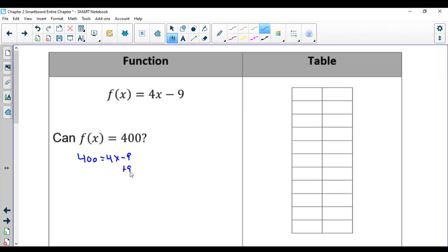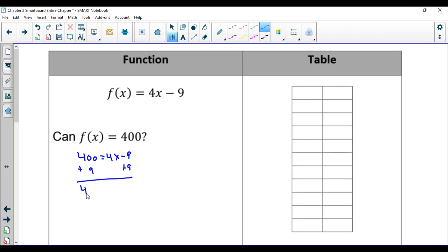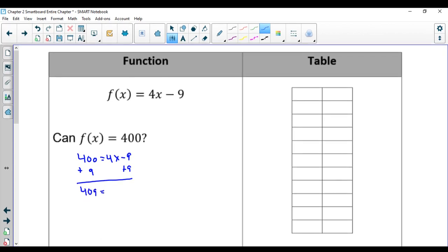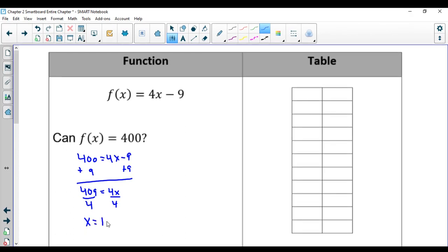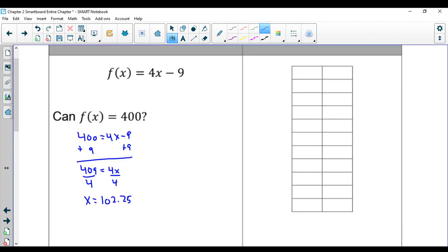and we solve for x, and I would then have 409 divided by 4. And in this case, again, we have x now equals 102.25. Well, can a function have a decimal input? And of course, that answer is yes, because we can have decimal inputs, decimal x values for functions. So this would be yes.